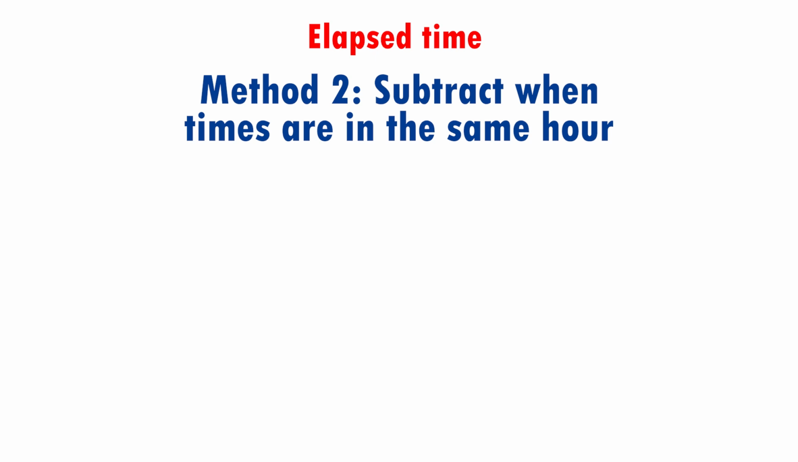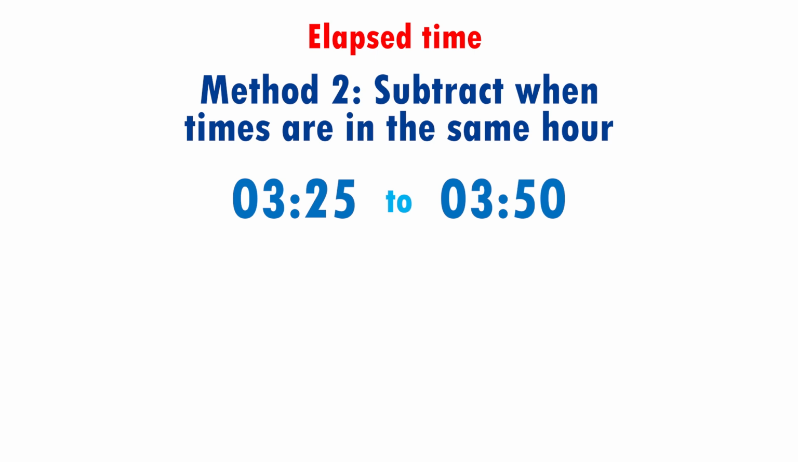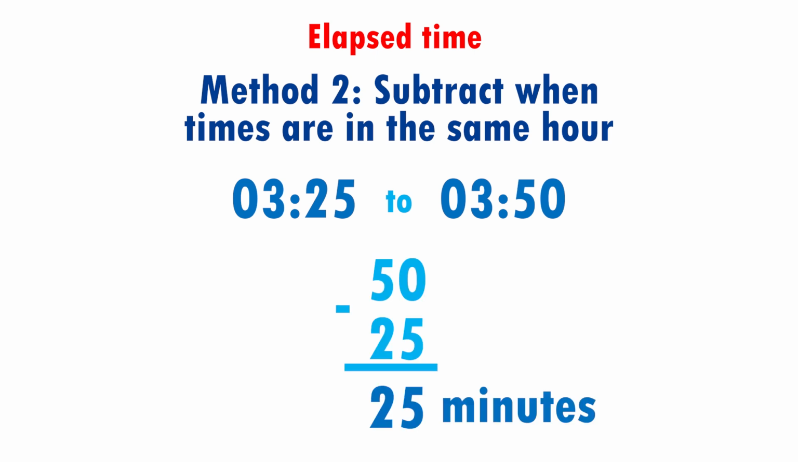Method 2. Subtract when times are in the same hour. If both times are within the same hour and the end minutes are greater than the start minutes, subtract the minutes directly. For example, from 3:25 to 3:50, subtract 25 from 50 to get 25 minutes. If the times cross the hour, or if subtraction would require borrowing from the next hour, counting up is easier. That's it. Use count up for any situation, especially when crossing the hour, and use subtract when both times are in the same hour. Super easy, right?